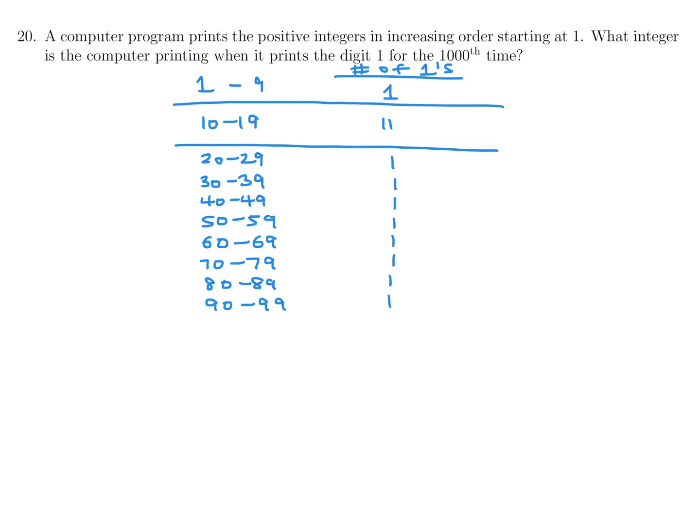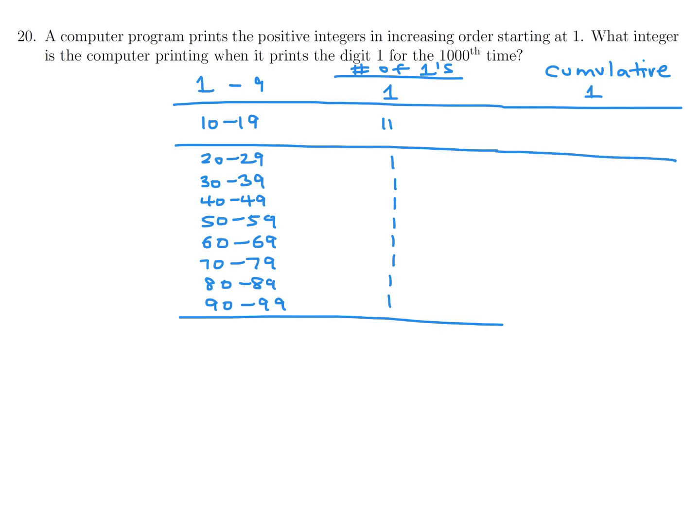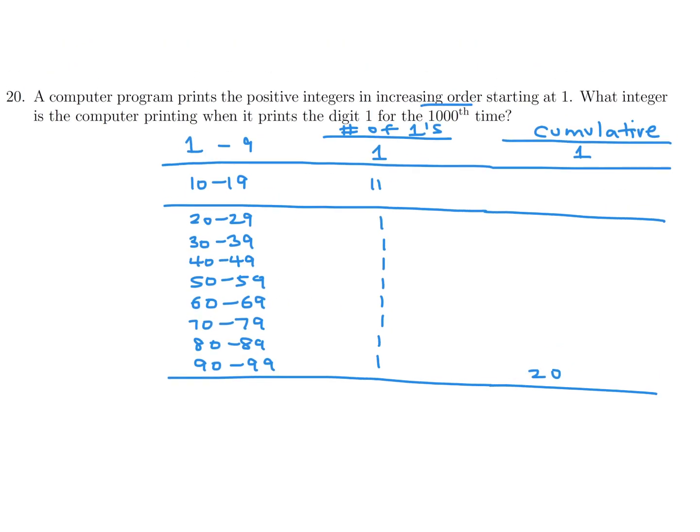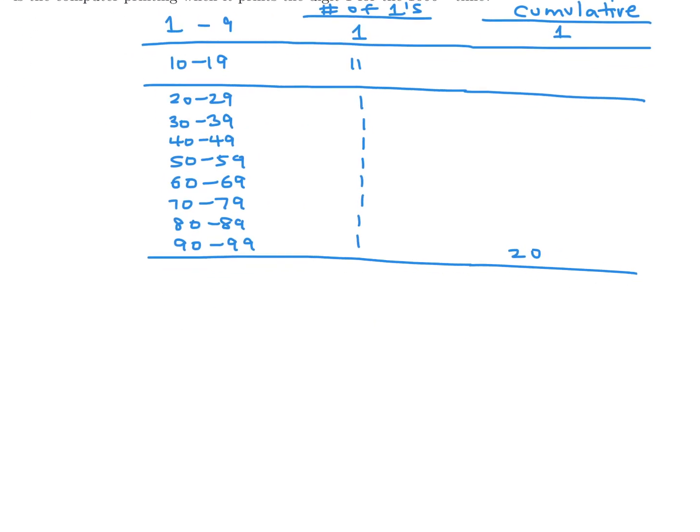Okay, so let's keep a cumulative tally. How many ones are there? Well, that's 1, 12, 13, 14, 15, 16, 17, 18, 19, 20. So 20 by the time we get to 99. Now we're not even close actually to the 1,000th. They want the 1,000th, so we got to keep going here. We got a ways to go.